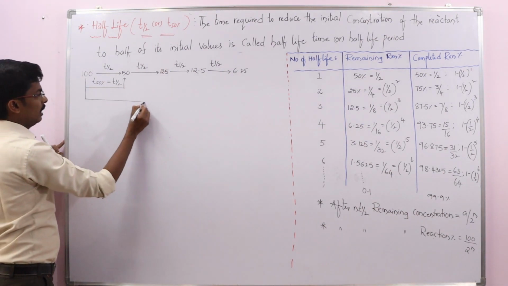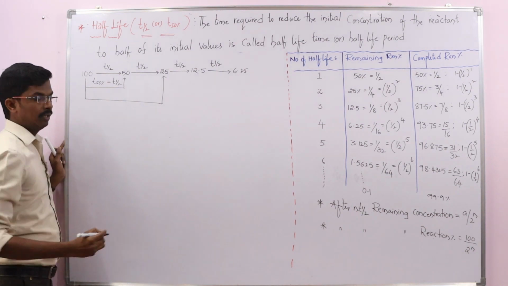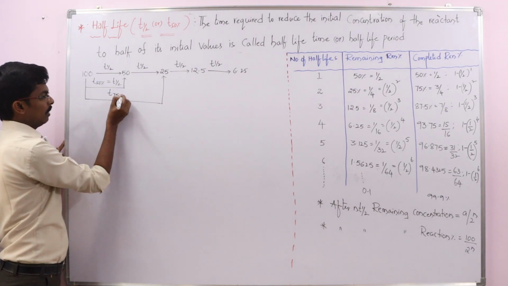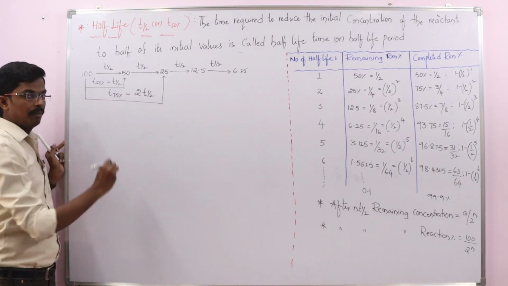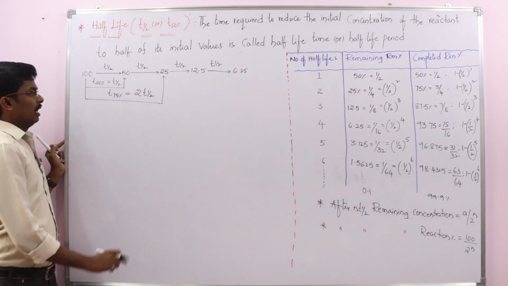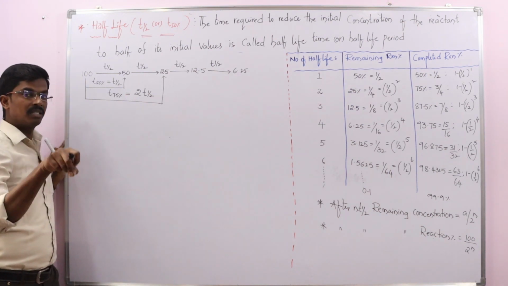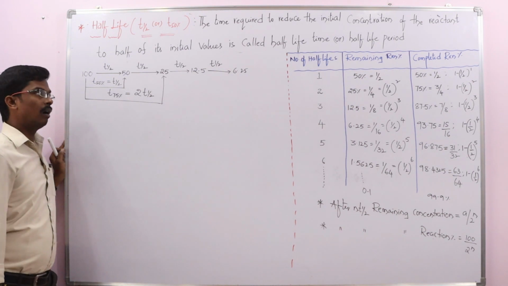Here 100 is going to become 25. That means how much of the reaction is completed? 75. So T 75% is equal to how many T½? Is it possible to write 2 T½ or not? So here I have given the relationship between 75% of the reaction and the half-life of the reaction in a first order reaction: T 75% is equal to 2 T½.